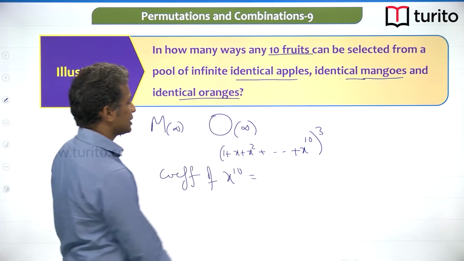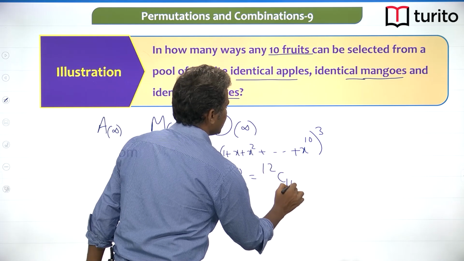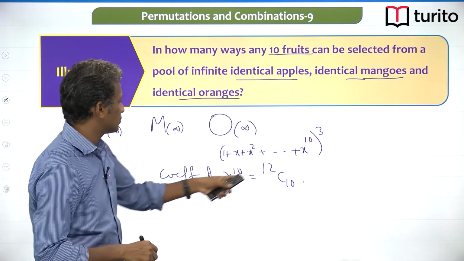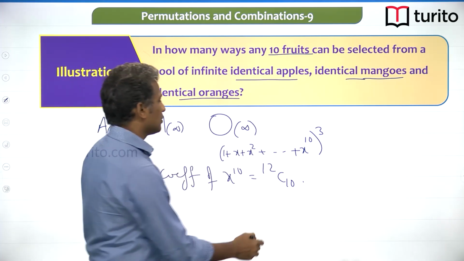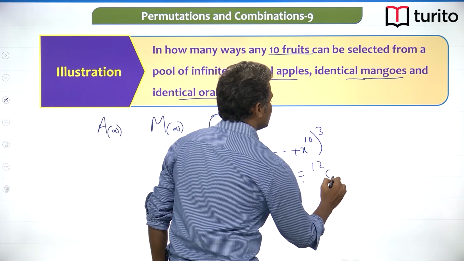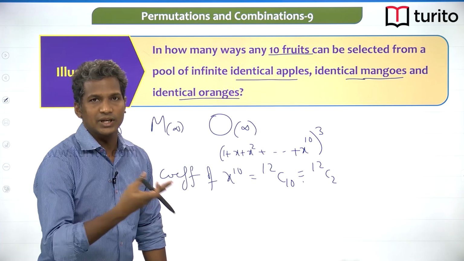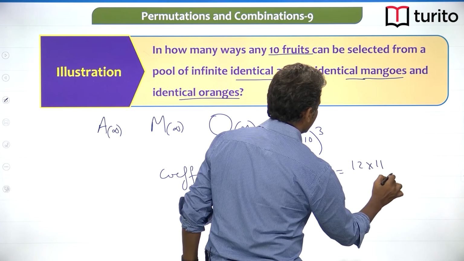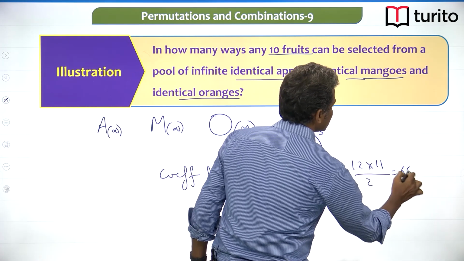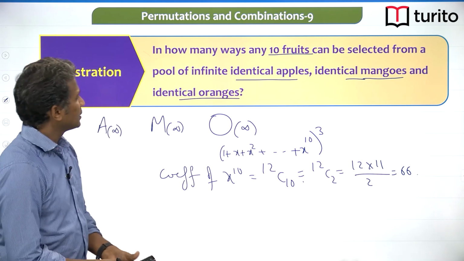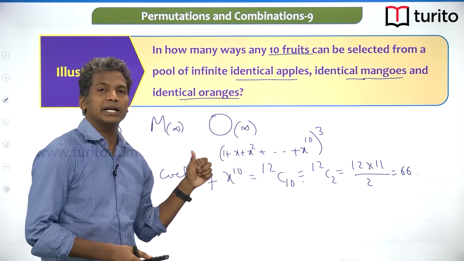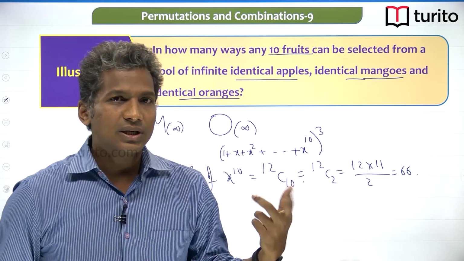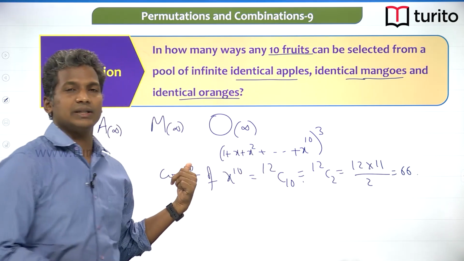So here the coefficient of x raised to 10 is 12c10, okay, because 3c0 is anyways 1. So I just wrote 12c10, or we can also write it as 12c2, right. We can also write it as 12c2, which also can be calculated as 12 into 11 by 2, which is 66, okay. So this way we can calculate the required number. So here if you understand, we have basically used polynomial to calculate this, okay.